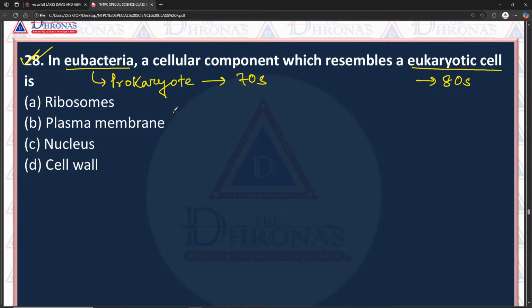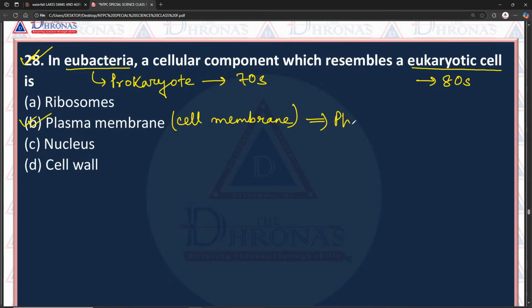Plasma membrane means cell membrane. Plasma membrane is another name of cell membrane. तो प्रोकैरियोटिक सेल और यूकैरियोटिक सेल में कॉमन है आपका सेल मेम्ब्रेन. In case of prokaryotic cell and eukaryotic cell, the cell membrane structure is common.